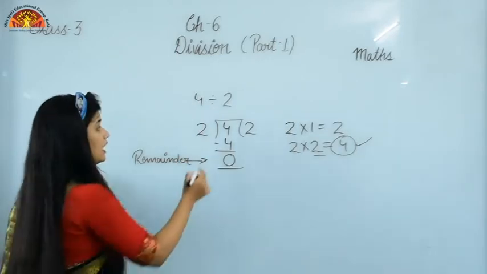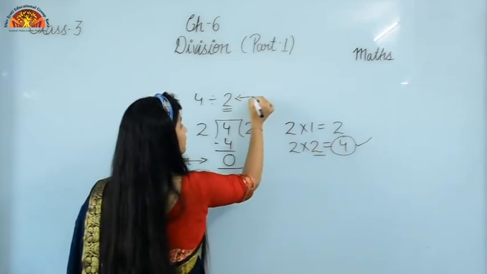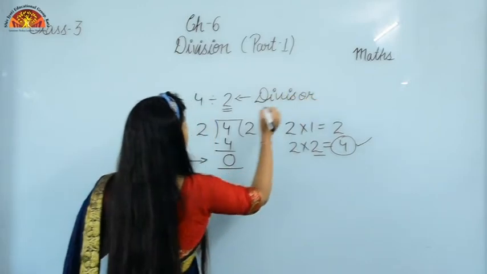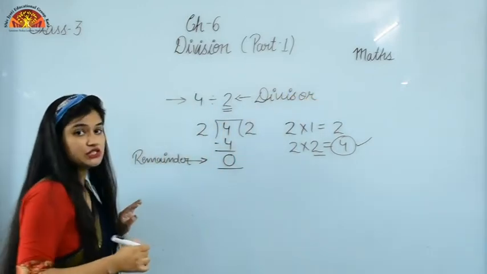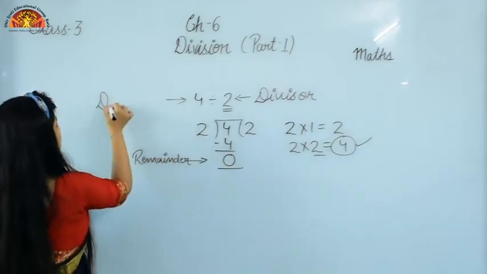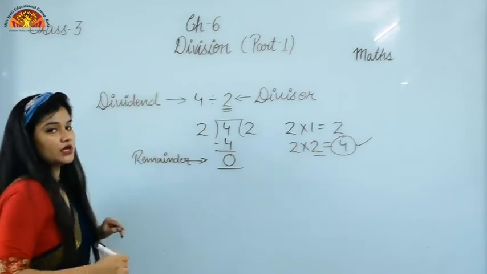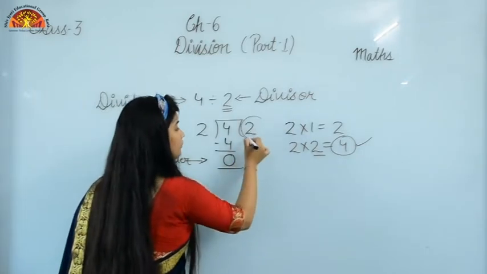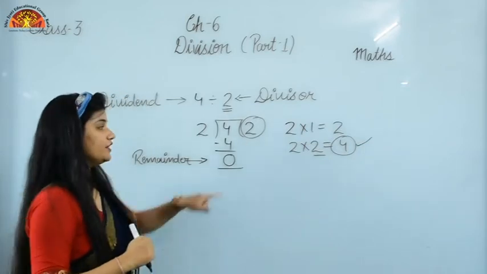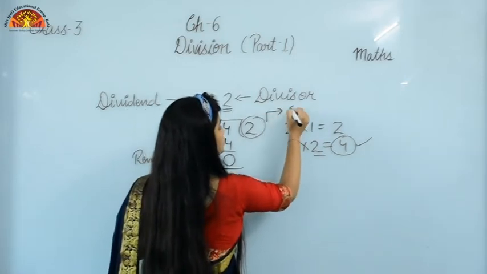Is it clear? And this number, the number by which you are dividing, this number will be divisor. And the number to be divided, जिस number को आप divide कर रहे थे, 4 को divide किया है हमने, this number will be dividend. Is it clear? And the result of division, divide करने पर जो answer हमें मिला है, the result of division, that will be quotient. This number is called quotient.